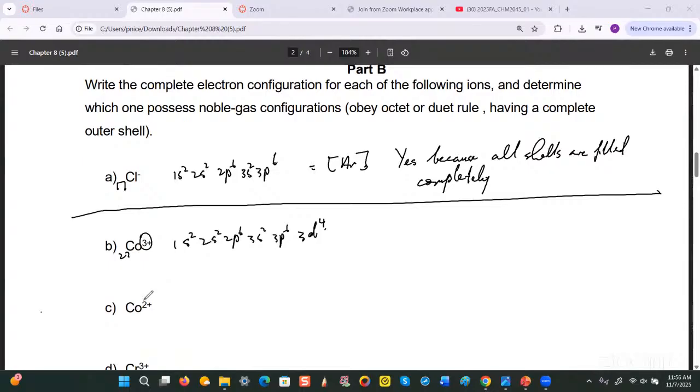Okay. And then in the case of cobalt 2+, well, that's easy based on what we have here. Basically, in the case of cobalt 2+, it will be 1s2, 2s2, 2p6, 3s2, 3p6, and 3d5. And that would be it for cobalt 2+. So that's relatively easy. For the next one, let me clear this first.